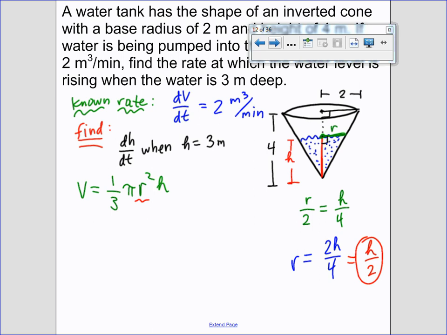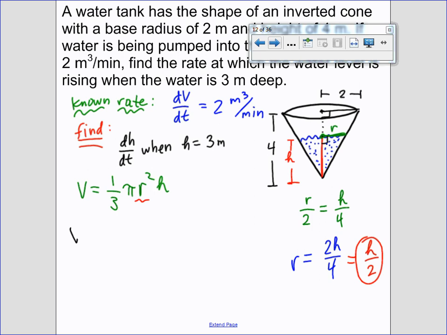No matter how high the water level is, I know that the radius of the water cone is always half its height. Because the dimensions of the tank to which my water cone must adhere, right, the radius is always half of the tank height. All right, let's go ahead and rewrite it.